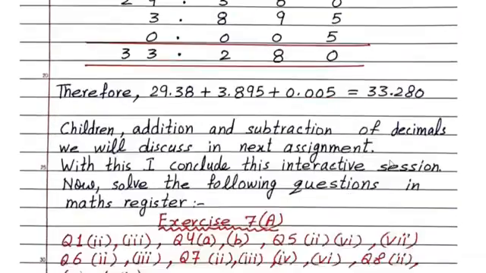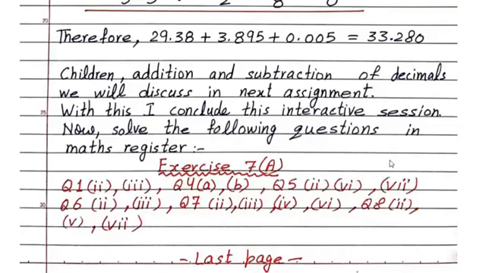So children, you are required to do the following questions in Maths Register. That is question number 1, first and third part. Question 4, A, B. Question 5, second and sixth part, and seventh part also. Question number 6, second, third part. Question number 7, second, third, fourth and sixth part. Then the last question, question number 8, second, fifth and seventh part.